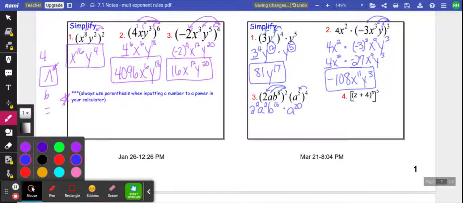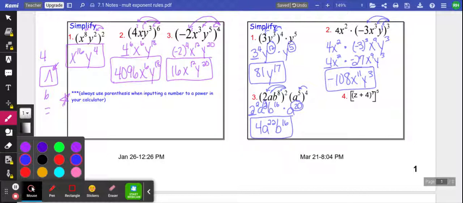Okay, again, now it's multiplication. This guy I can solve, so 2 squared is 4. And then my a's get added together because they are like terms, or same base. 2 and 20 makes 22. So a to the 22nd, and then b to the 16th.